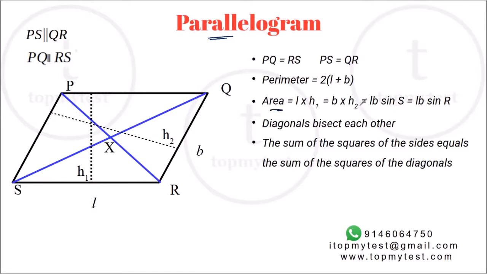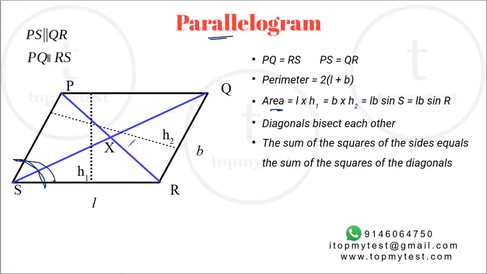The other way of finding out the area of a parallelogram is the product of the two adjacent sides times the sine of the angle between them. Right. This comes from the sine formula for triangles. So you can prove it also pretty easily.